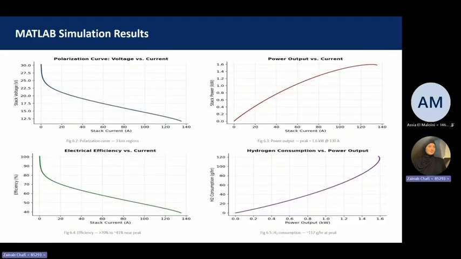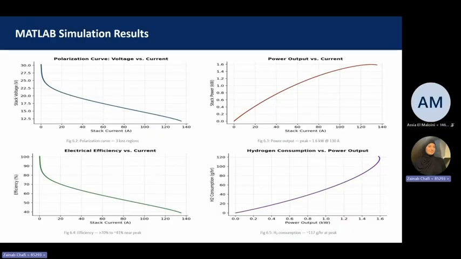This slide shows the simulation result obtained from MATLAB. The polarization curve shows that the voltage decreases as the current increases because of different voltage losses. The power curve shows that the maximum power is approximately 1.6 kilowatts at around 130 amperes.